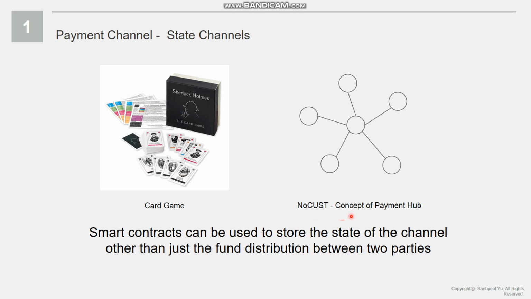So NOCUST is also an example of these state channels, and all participants in a payment hub can send to any participant in the payment hub without creation of individual payment channels. And a trusted third party records all the payments and each state, and it periodically commits each state to the blockchain.